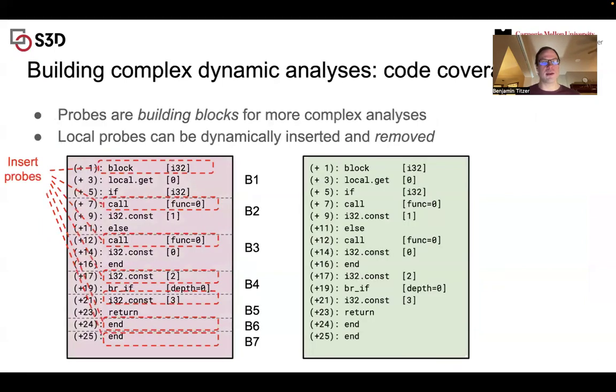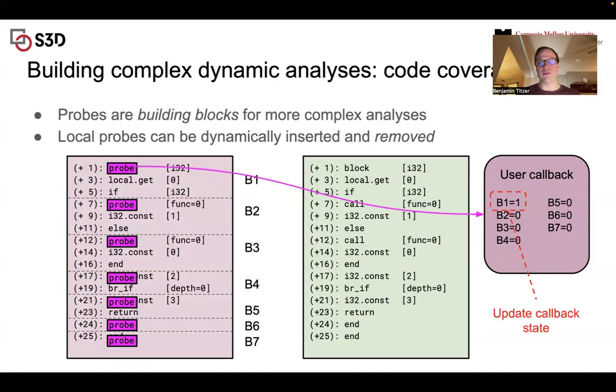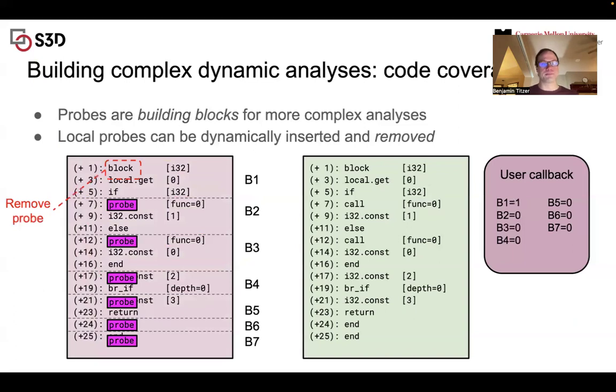So one way to do that is to insert probes at the beginning of every basic block in the program. And then we are going to keep state that keeps track of whether the block has been executed. So as the program starts running, the first probe executes, we record that the block has been executed. But since we only need to record that once, we can remove the probe. And so that probe will not fire again.